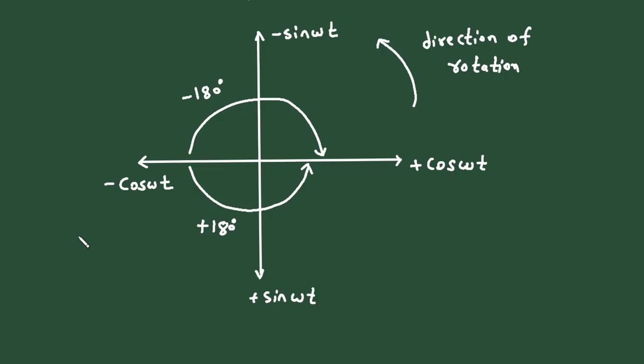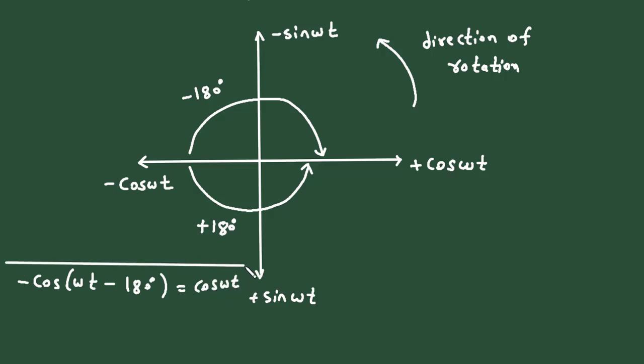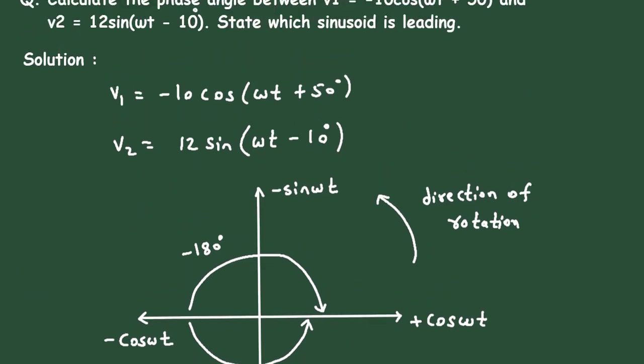Let's understand this by writing the formula. So it will be minus cos omega t, then minus 180 degree is equal to cos omega t. So, this is one formula we need. We can also use this formula: minus cos omega t plus 180 degree is equal to cos omega t. Both are correct.